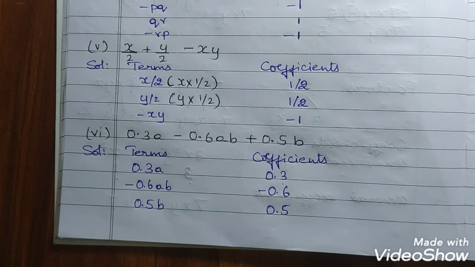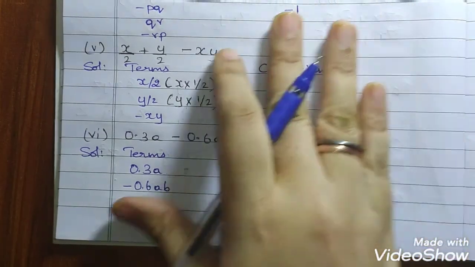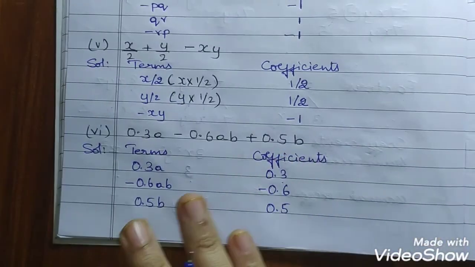Okay, coefficients in a term: the numerical part, that is 5, 6, 7, all those things, will be your coefficient. I think this part is clear for you.